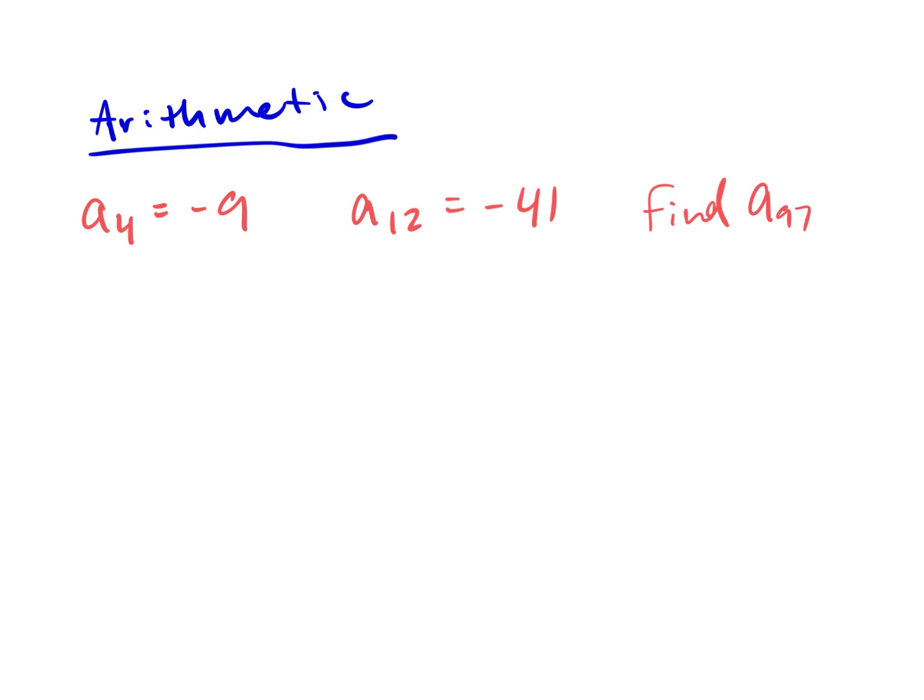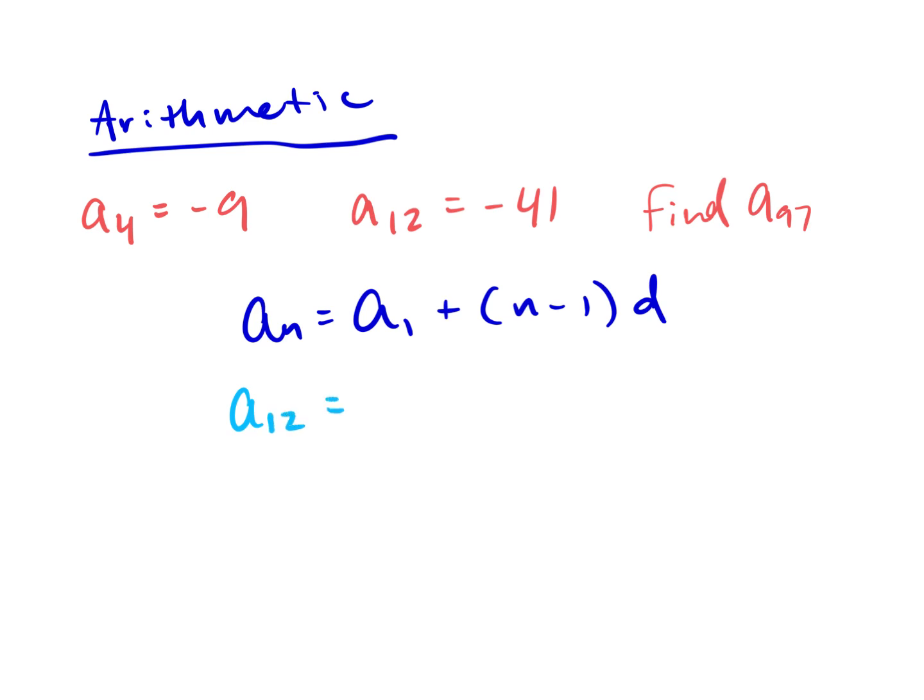So let's start with what we have. Our general formula for an arithmetic sequence is a sub n is equal to a sub 1 plus n minus 1 times d. So I don't know what a sub n is, a sub 1 or d. What could I do here? Plug in a sub 12.